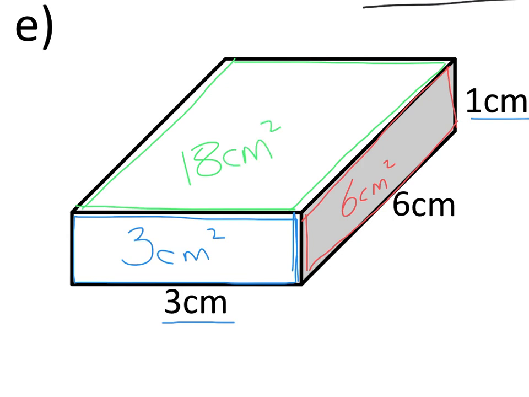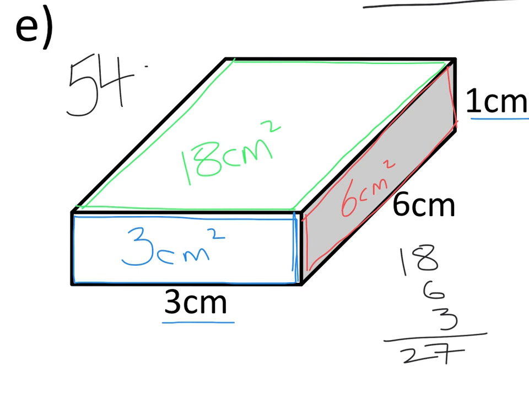And again, because there's 2 18s, there's 2 6s and there's 2 3s, I can just add those all up together and then double my answer. So 18 plus 6 plus 3 is 27. And whenever I double 27, I get a final answer of 54 centimeters squared.